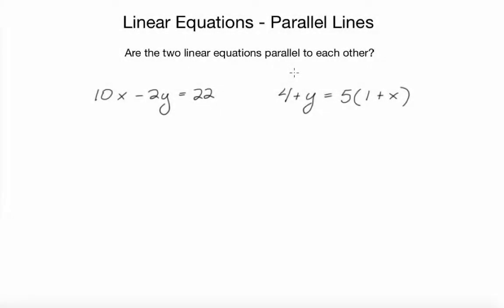Welcome to an algebra video tutorial working our way through linear equations, specifically parallel lines. So I wanted to do a problem where we're looking at two different linear equations, and the question is, are these two linear equations parallel to each other? So we have 10x minus 2y equals 22, and then we have 4 plus y equals 5 times (1 plus x). So how do we go about determining if two lines are parallel?